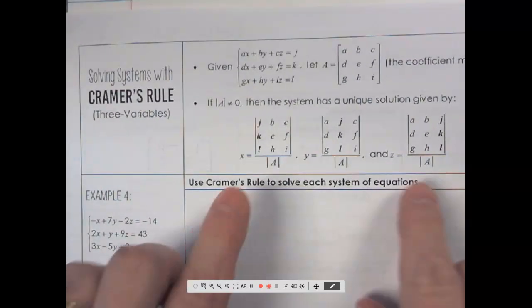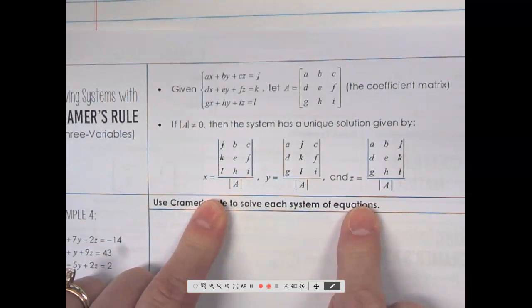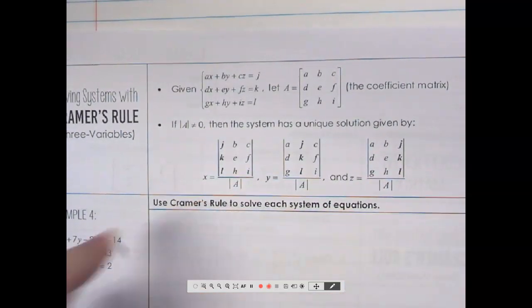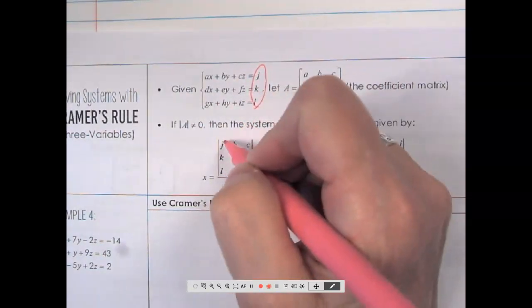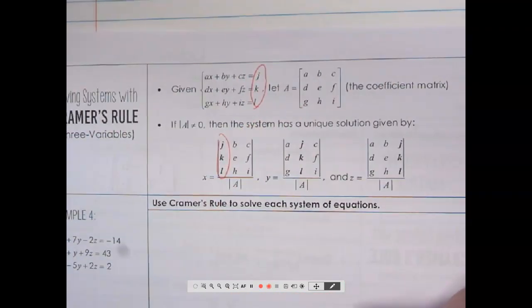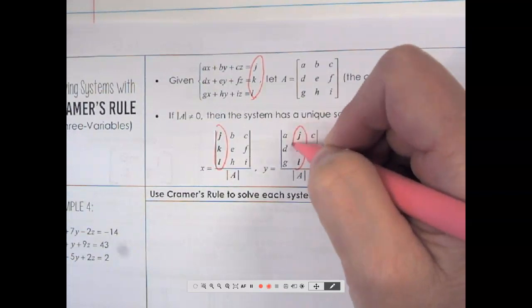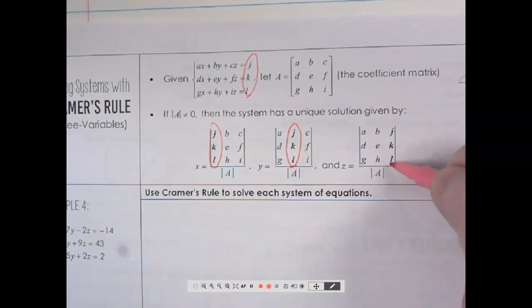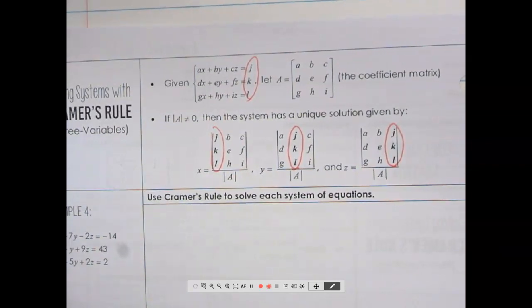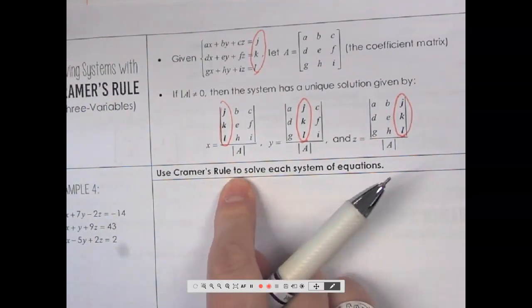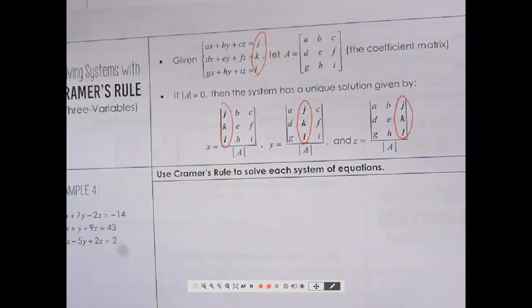Alright, so you can see up here at the top, there's rules set up. Notice that these constants are in the x column when you're finding x. They're in the y column when you're finding y. They're in the z column when you're finding z. So they just do the same exact thing that we just did. They just move along and replace the coefficients that you're solving for. Okay, the denominator is always your coefficients.